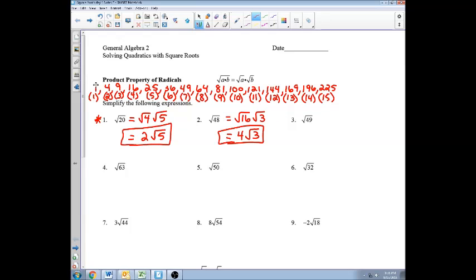All right, let's look at number 3. I have the square root of 49. Is 49 on my list? Yes, it is. What is the square root of 49? It is 7, so I am done.